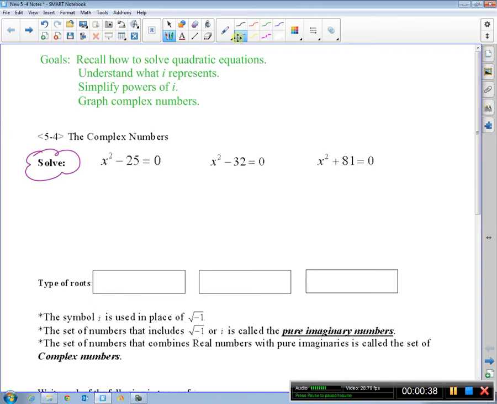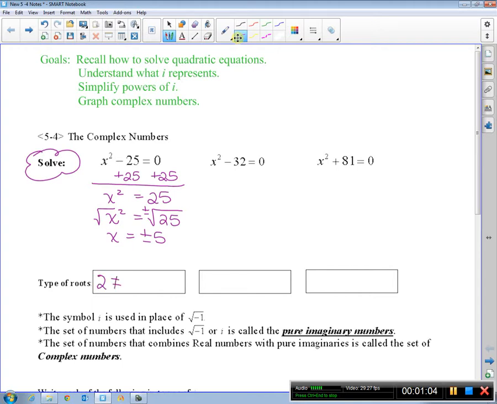So x squared minus 25 equals 0. One of the ways we could solve that is to add 25 to both sides and get x squared equals 25. And then square root both sides. And when we square root a number, remember plus and minus. And we would get x equals positive and negative 5. Two roots.